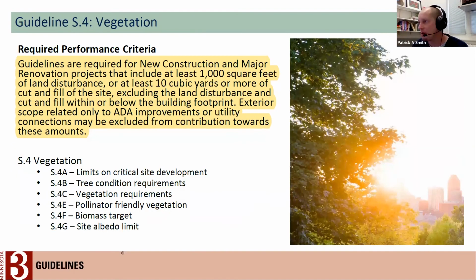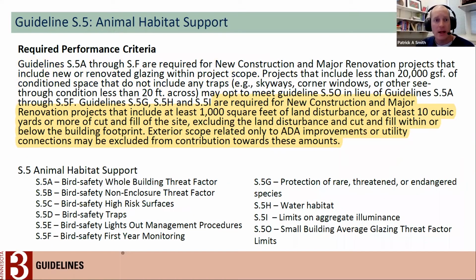For vegetation, the big one here is noting additional qualifying criteria looking at the non-building footprint site area disturbance. That's the extent of the update on S4. We're just looking at the same guidelines, but different applicability criteria depending on how much area outside the building footprint you are engaging with. Similar updates for guideline S5, although this is the guideline that also has bird safety in it.